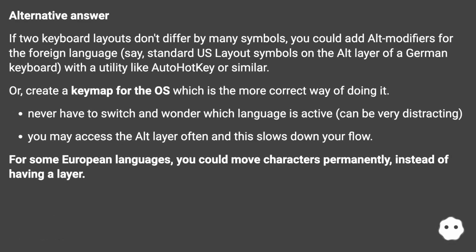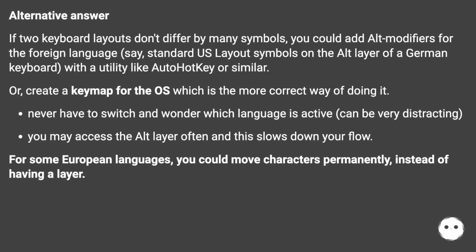Alternative answer. If two keyboard layouts don't differ by many symbols, you could add Alt modifiers for the foreign language, say, standard US layout symbols on the Alt layer of a German keyboard, with a utility like AutoHotkey or similar. Or, create a key map for the OS, which is the more correct way of doing it. Never have to switch and wonder which language is active, can be very distracting. You may access the Alt layer often and this slows down your flow.